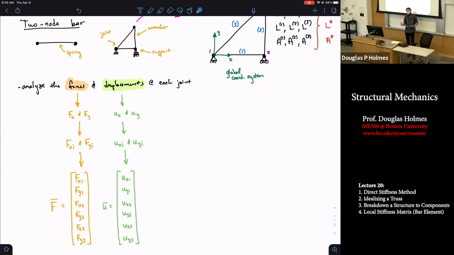We're going to come back to this idea of how many degrees of freedom your system has. And these are also the state variables. In the context of energy methods, the state variables are what you're minimizing your energy with respect to.